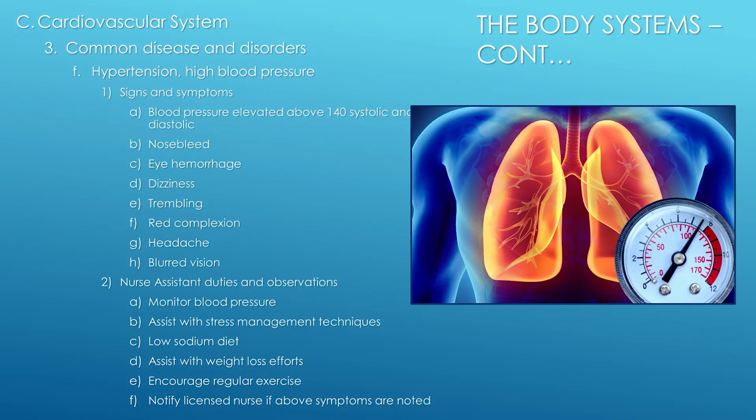Hypertension, high blood pressure. Signs and symptoms: blood pressure elevated above 140 systolic and or 90 diastolic. A nosebleed. Eye hemorrhage. Dizziness. Trembling. Red complexion. Headache and blurred vision.